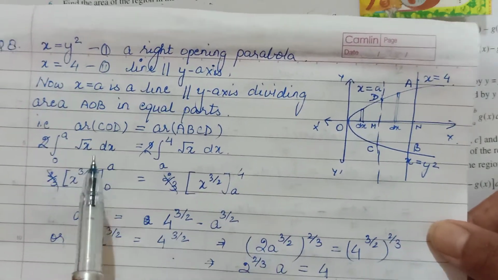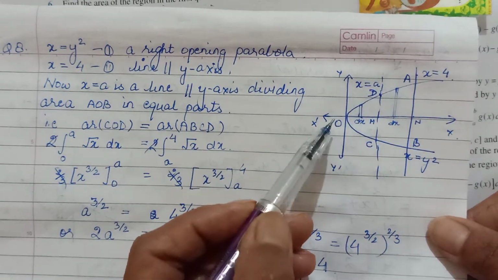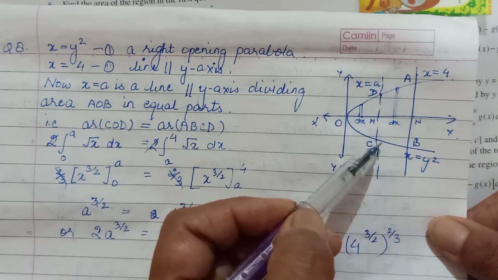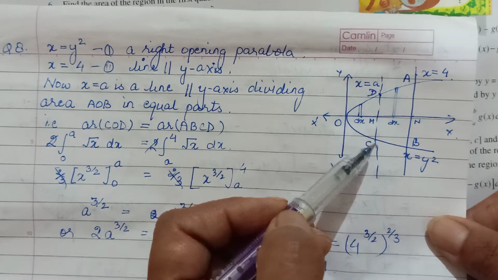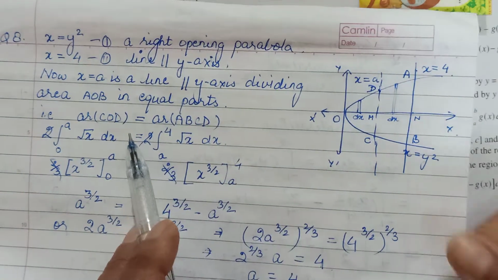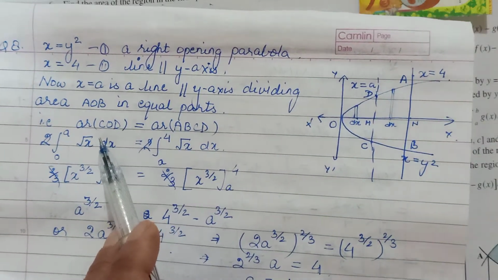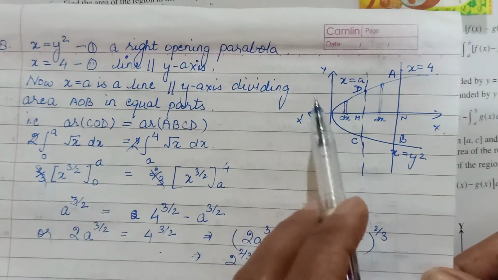We have been given that the area of COD is one portion. The line has done the division, and ABCD is the leftover part. So these are your two portions, which are equal in area. I've made that equation here according to the given condition: this area is equal to this. Now this area we have to evaluate.